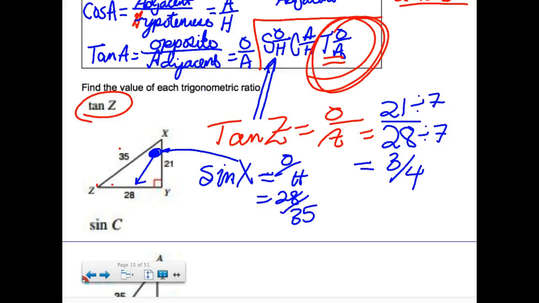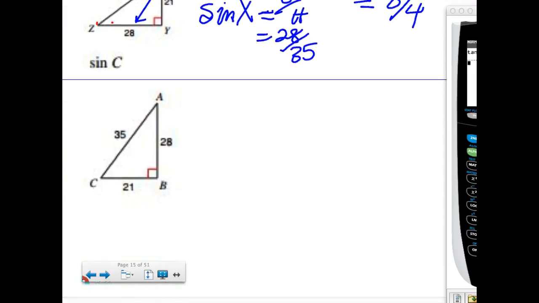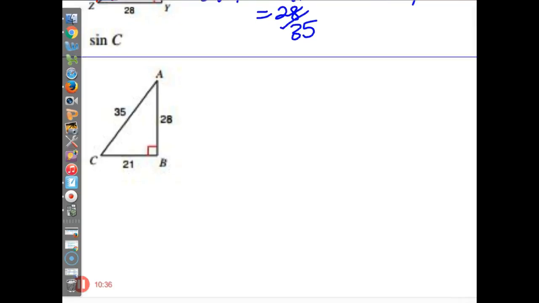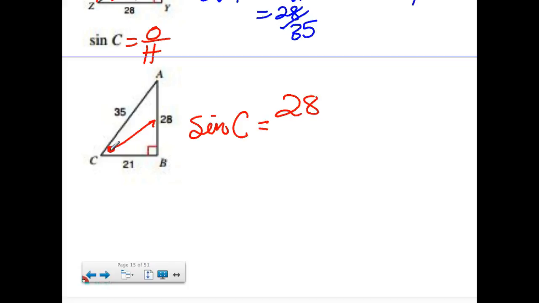So let's move on to the next one here. Scroll down. I am being asked for sine of angle C. Well, my eyes need to go right in here at angle C. Sine is opposite, so opposite over hypotenuse. I'll write sine C equals. I had opposite for a 28. I go to the hypotenuse across from the right angle for a 35. I reduce that. 7 goes in here 4 times. 7 goes in here 5 times. And I say the sine of angle C is 4/5.